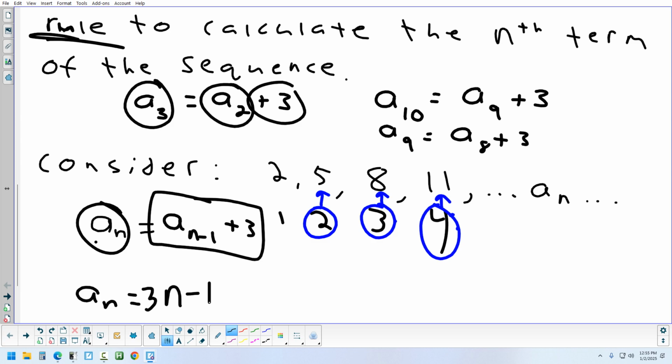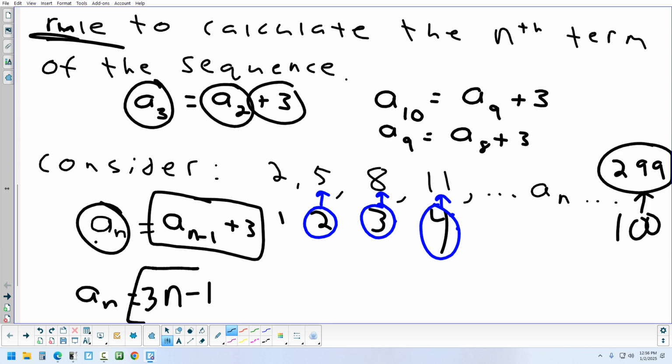Plug in 3. What's 3 times 3? 9, minus 1? 8, 8. Let's try plugging in 4. 3 times 4? 12. 12 minus 1? 11. 11. So now, if I wanted to know the 100th term, just plug in the number 100. What's 3 times 100? 300. Minus 1? So the 100th term is going to be 299. That's a much easier way to find it.